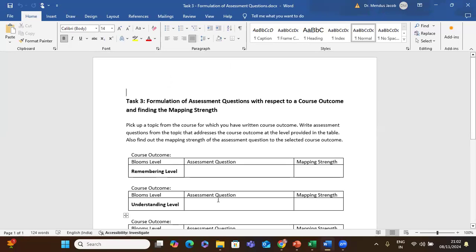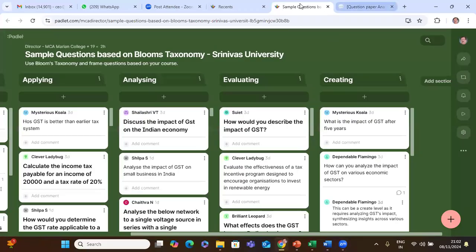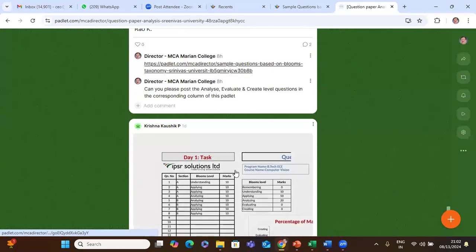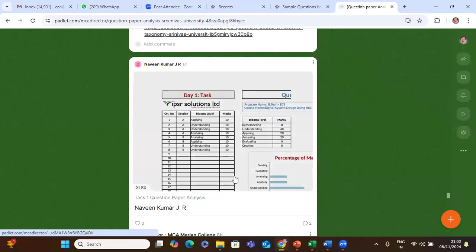So how to design COs? You can go through this exercise, and for mapping also, this is another task. You can upload this in the same Padlet where you have uploaded the questions. Here you can upload it, and it will come below. So that you will have a clear understanding of how to design the COs and again the mapping process.